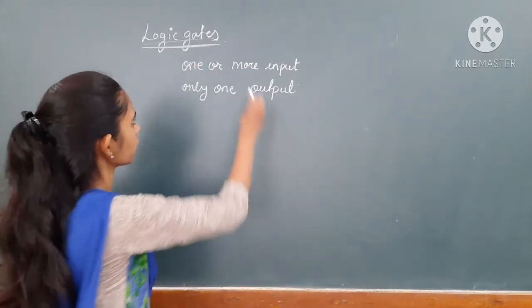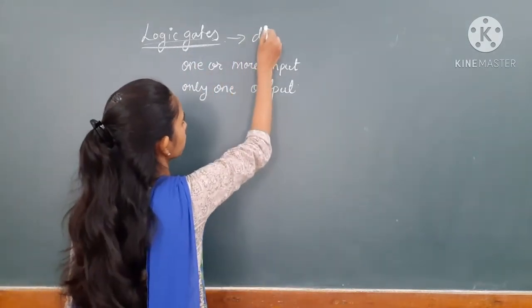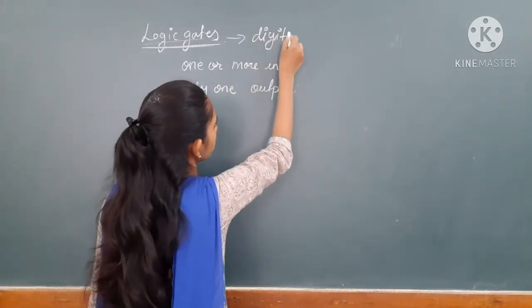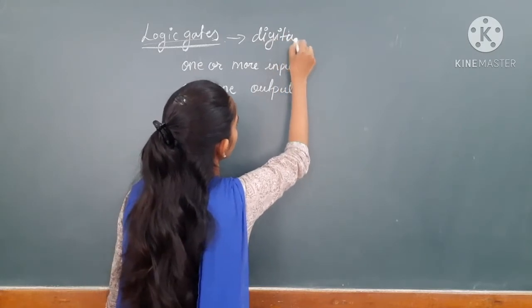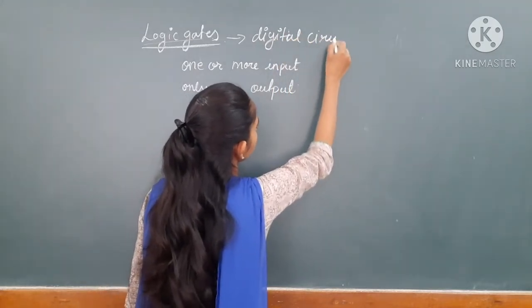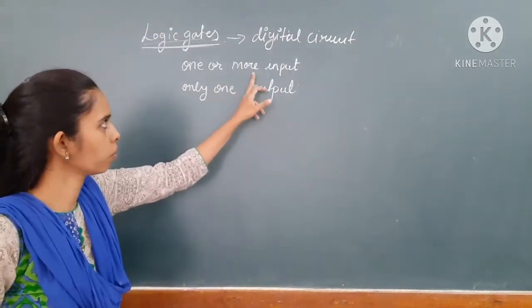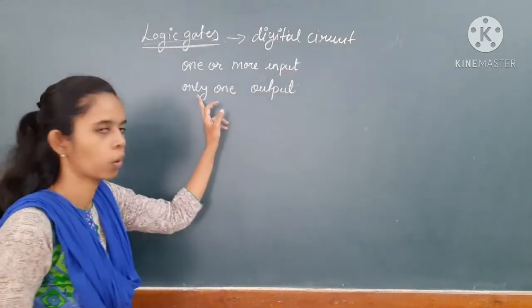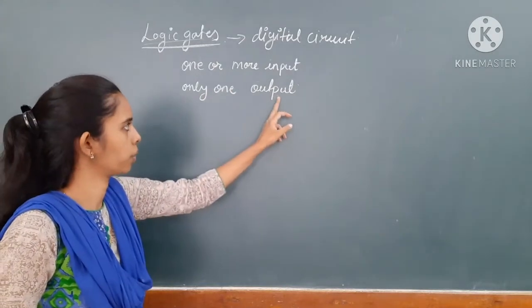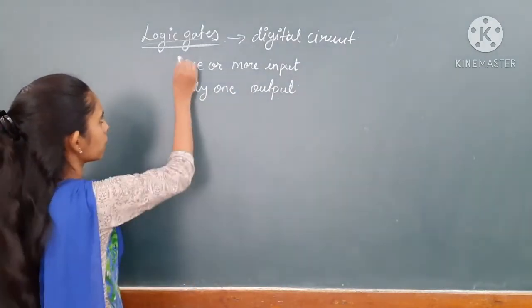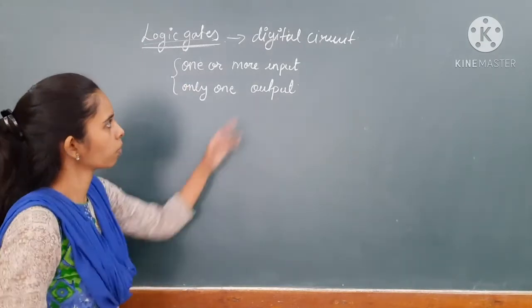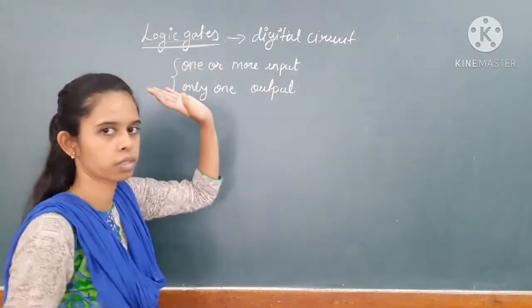Logic gates. It is a digital circuit which has one or more inputs but only one output. Okay, these are nothing but inputs and output. How many inputs and outputs do logic gates have?